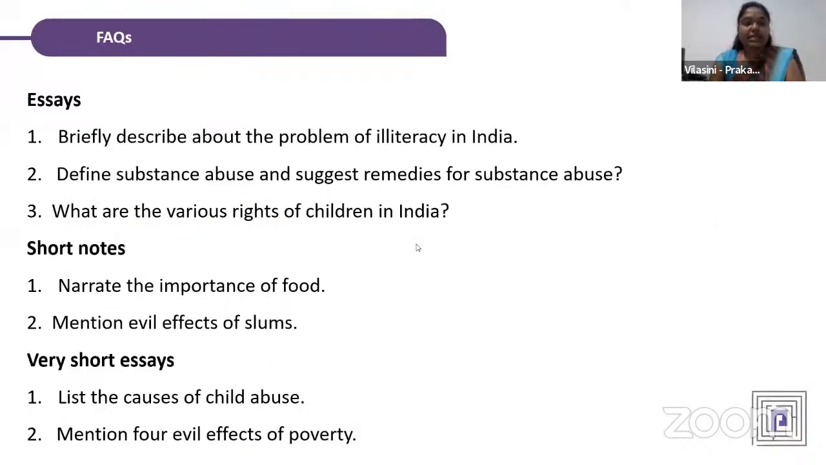Coming to the questions, you can see: briefly describe the problem of illiteracy in India, define substance abuse and suggest remedies for substance abuse, and what are the various rights of children in India. And short notes: importance of food, that is, explain the balanced diet. Then what are the evil effects of slums? Definitely, slums can cause many communicable diseases to the family, and most delinquent children come from the slums. Then the causes of child abuse, and four evil effects of poverty.